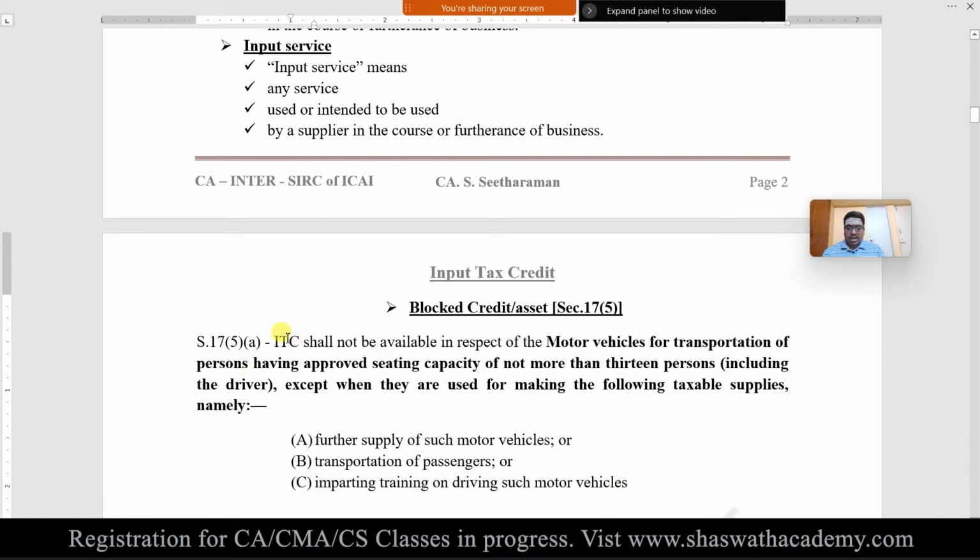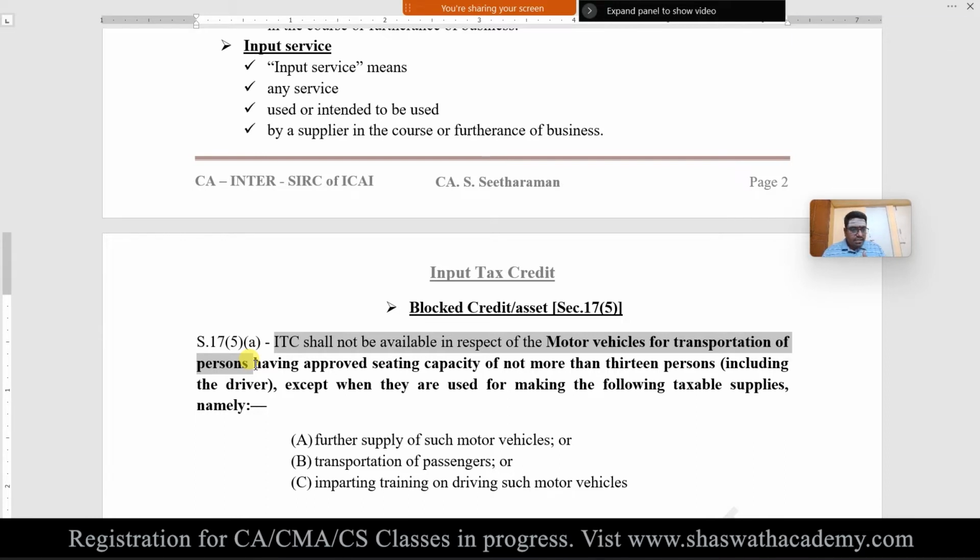Let us decode this. ITC shall not be available in respect of motor vehicles for transportation of persons. That means, my dear, the restriction is only for motor vehicles for transportation of persons. Is there any restriction for transportation of goods? That means I can buy the lorry, I can buy the truck, any vehicle used for transportation of goods. There is no restriction. It is eligible. There is no restrictions, guys. Am I loud and clear?